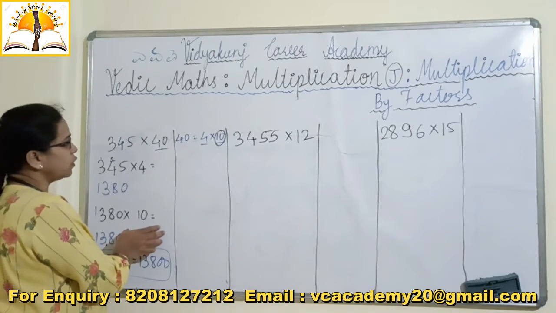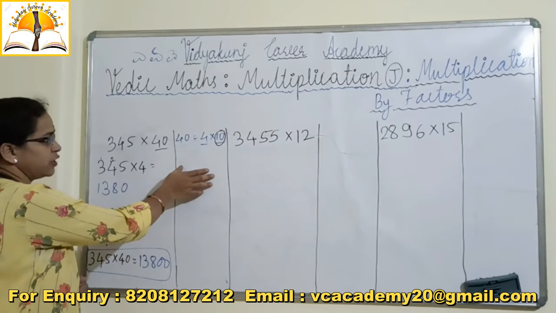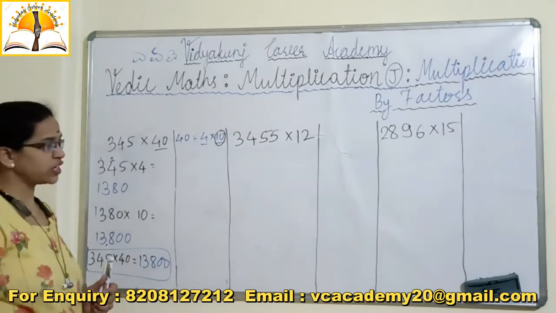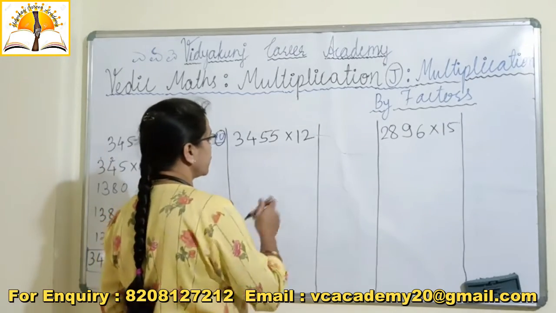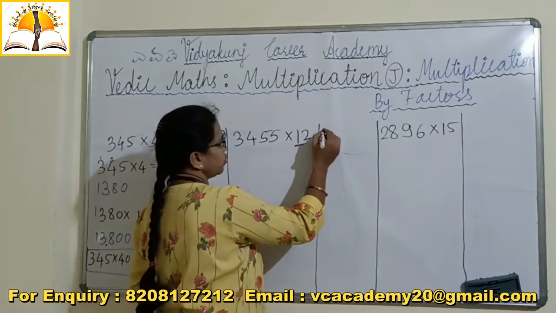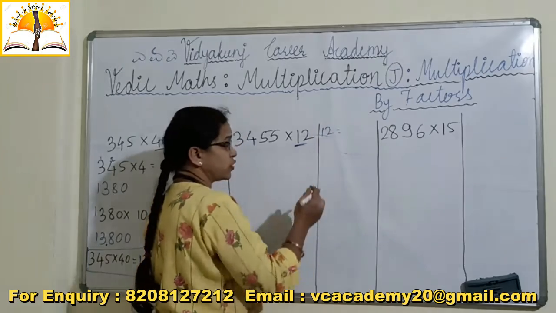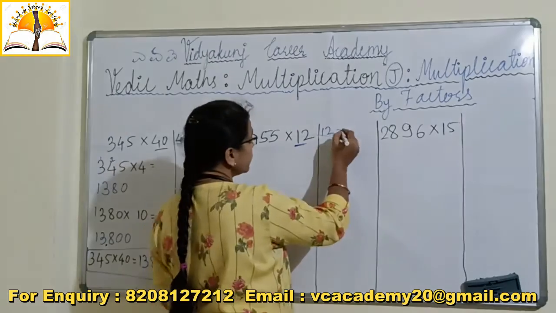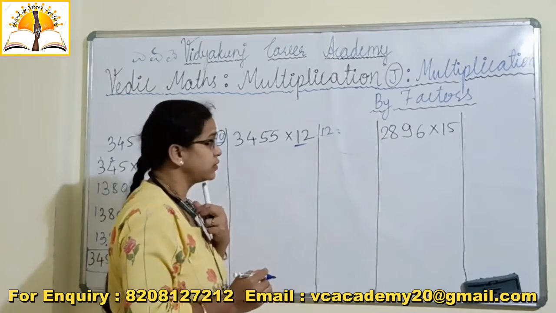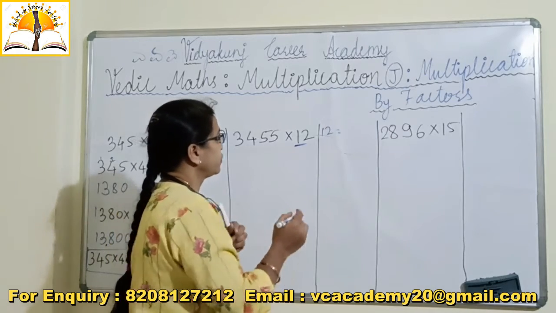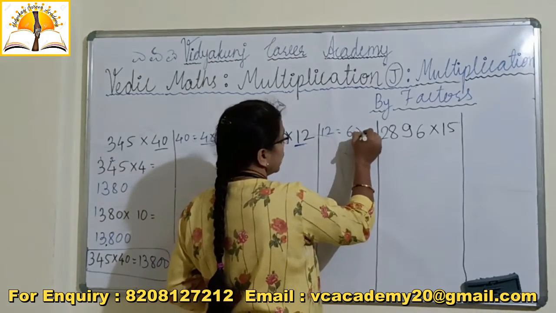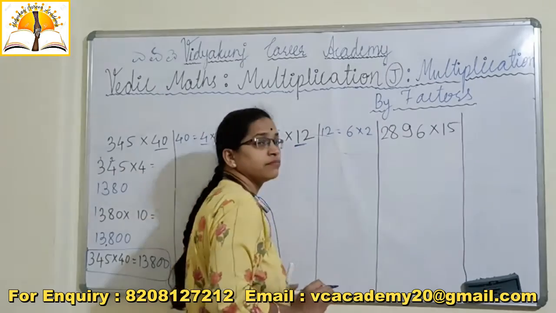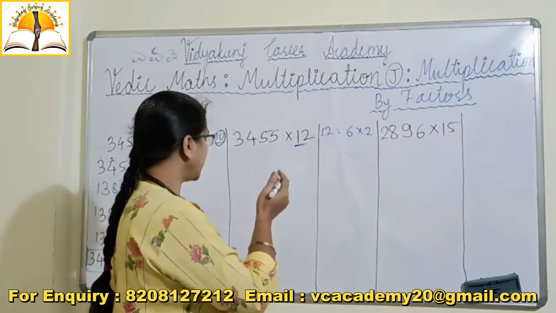Okay, understood how to solve? I have used this method. Next sum we have to see. Now the multiplier is 12. What are the factors of 12? 6 2s are 12. Yes, these are the factors.